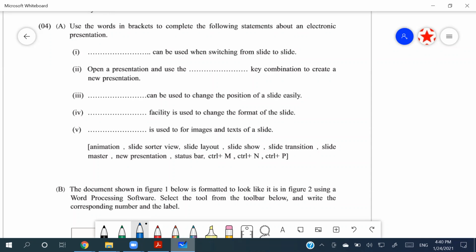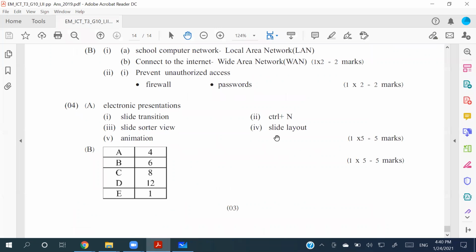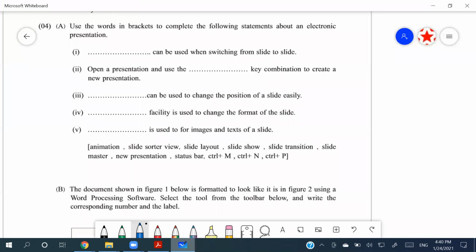and all these things, using the slide master as well. So you can use slide master as well as, they say, slide layout, right? Because they are talking about the format of the slide. So the fourth one has two answers. You can go for both the answers, slide master and slide layout.